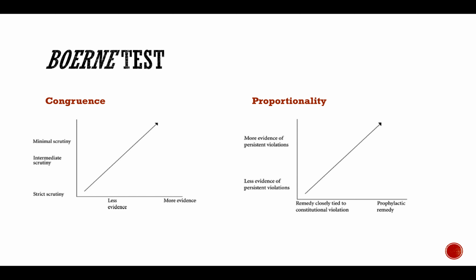And then the other axis, the y-axis here, is the evidence side of it. Less evidence of persistent violations, more evidence of persistent violations. So in order to really step outside of remedying what is prohibited by the Equal Protection Clause and start to prohibit other things, you're going to need more evidence of persistent violations. The broader your legislation, the more evidence you're going to need of persistent violations, because at that point you could say there are so many violations, the discrimination is everywhere you look.